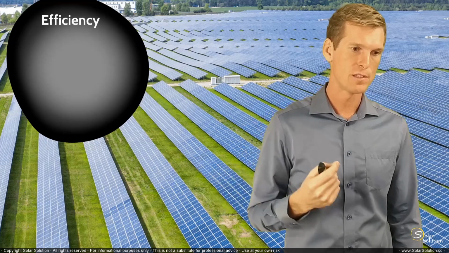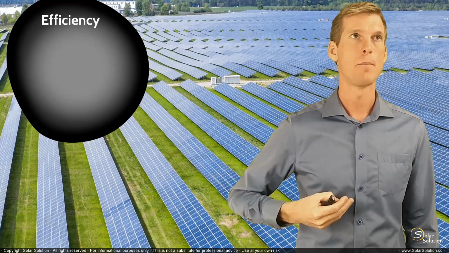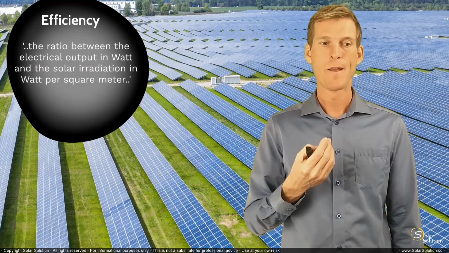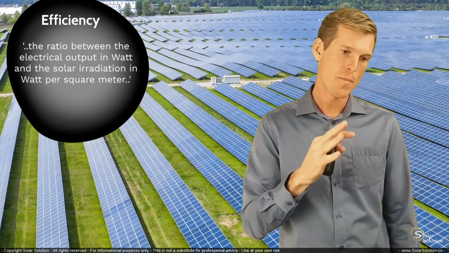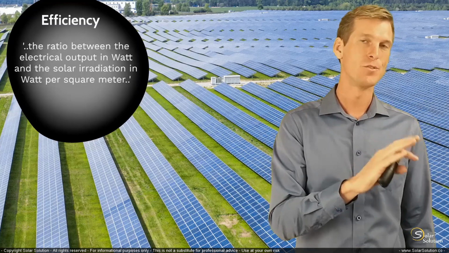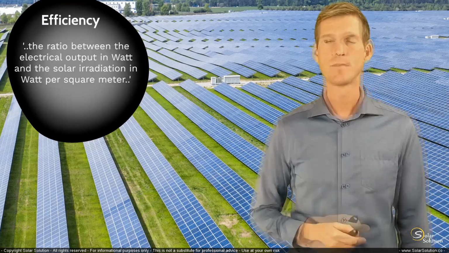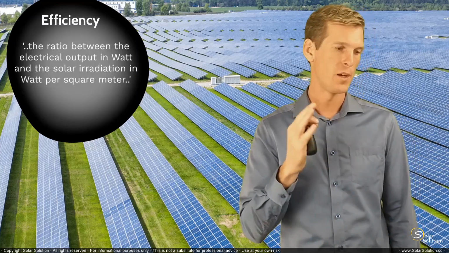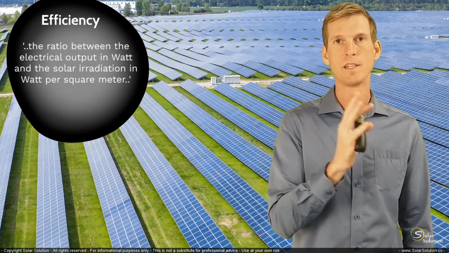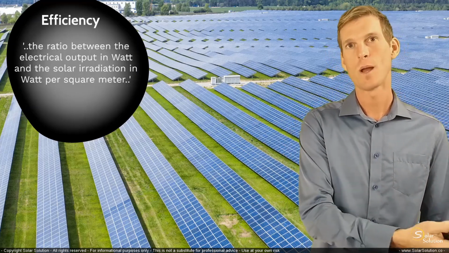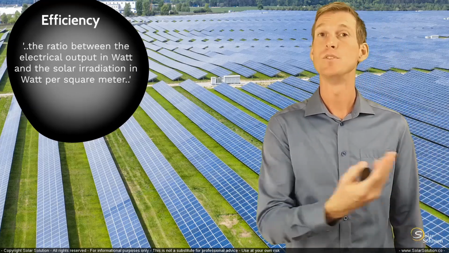So the efficiency is described as the amount of electrical output from your cell with the unit of watts compared to the total amount of solar energy that is hitting your solar cell. And then they're using the unit of square meters. So the efficiency of your solar cell, of your solar module, is described by looking at the amount of solar power that's hitting your solar cell, and then looking at how much electrical power is actually produced by the solar cell.